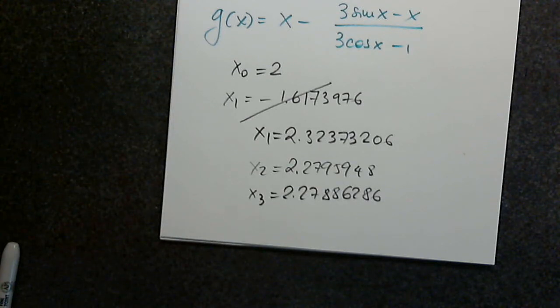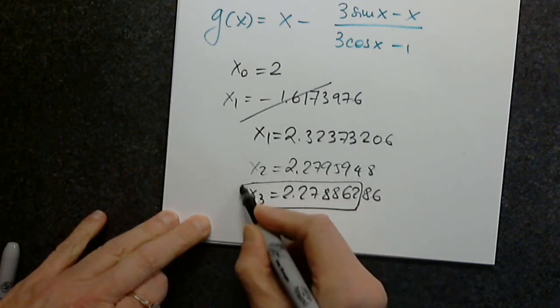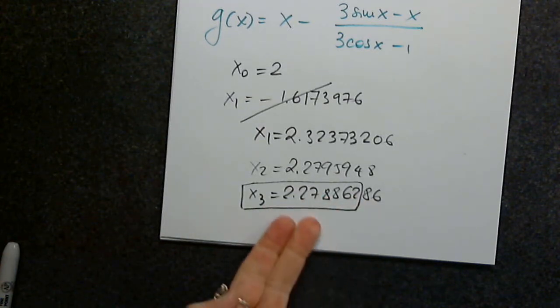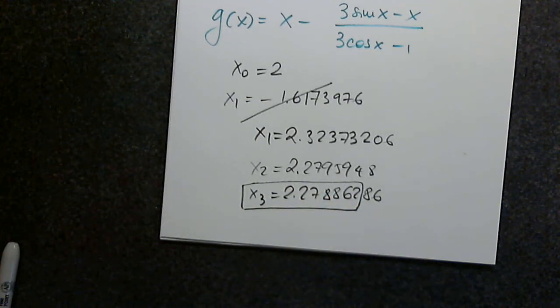You mean 6 digits from the decimal point? Yes, decimal digits. Okay, so that's good enough. Since we chose 6 digits, and the next iteration repeats the first 6 digits, I don't have to copy anything anymore. So it converged in 3 steps. It can converge in more steps if we want more accuracy, but if we want to stop at 6, in 3 steps we found what we were looking for.